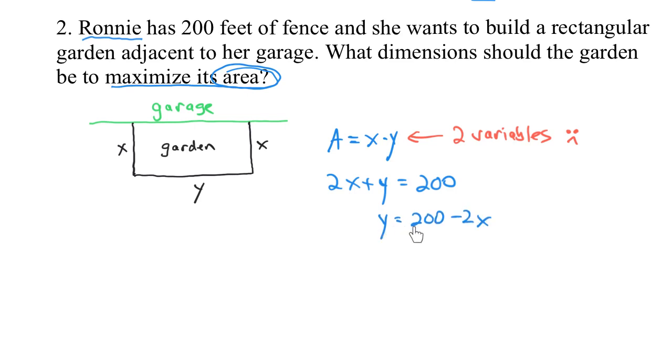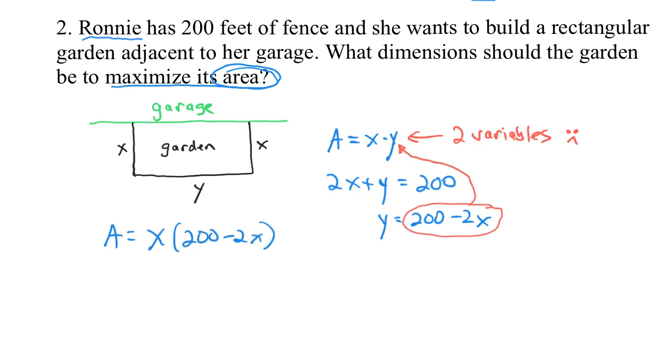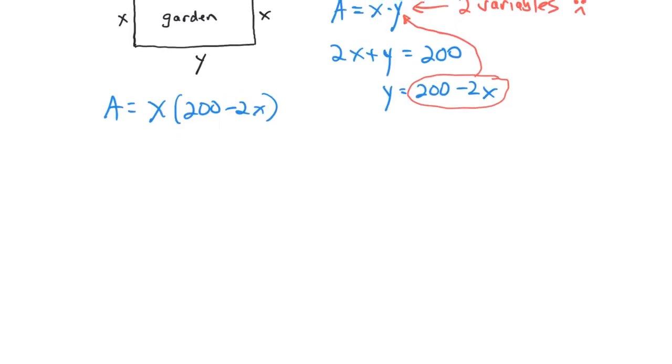And now this allows us to eliminate one of these variables because what we can do is just take 200 minus 2x. Since that's equal to y, I'm going to just plug that in here. So I'm going to come up with a brand new area formula. Instead of x times y, I'm going to have x times 200 minus 2x. So this is our new area formula. Let me just distribute this x through. We get 200x minus 2x squared. This is our area. And we want to maximize this.